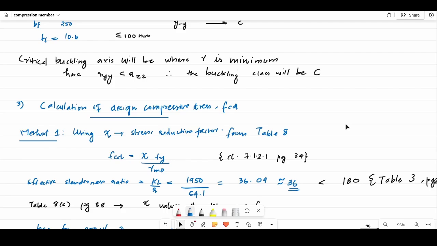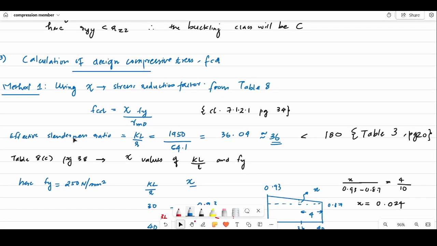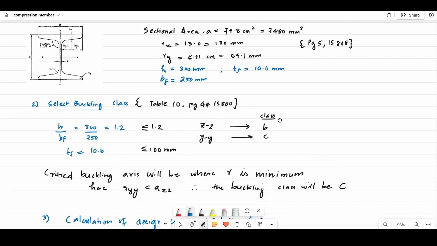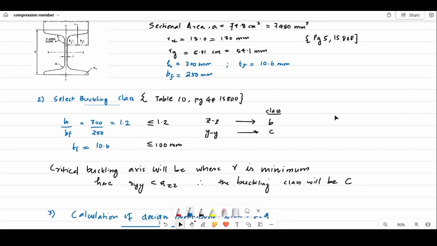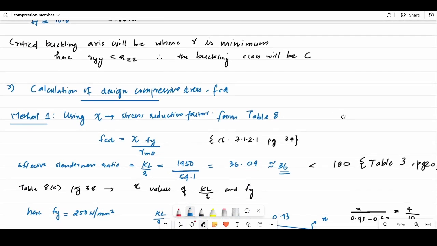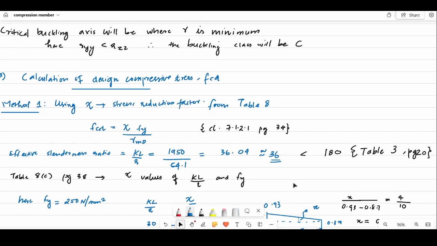Now we have to calculate the slenderness ratio for this particular question. Slenderness ratio basically is the ratio of effective length to least radius of gyration, that is r minimum. KL, the effective length, we have calculated as 1950, and the r minimum value obtained here was 54.1 millimeter. So this was obtained from here only. Now if we take the ratio, we will be obtaining a slenderness value of 36.04. So we round it to 36, and from Table 3 it gives the limit for slenderness ratio, it is less than 180, on page number 20, so it is okay.